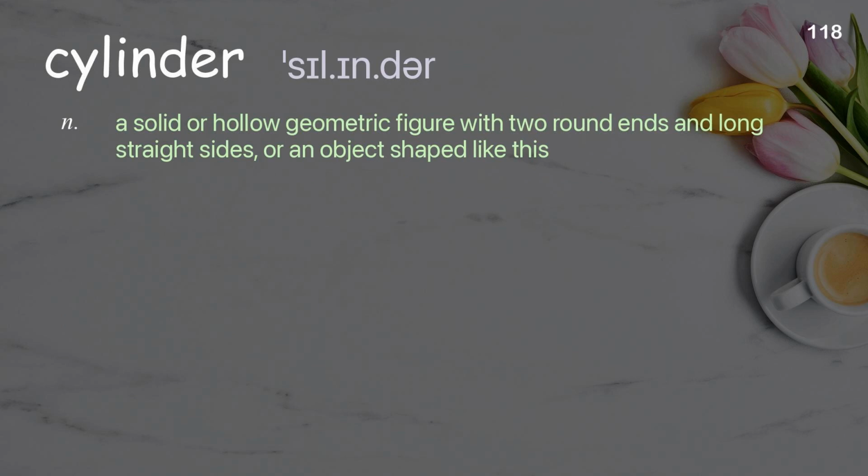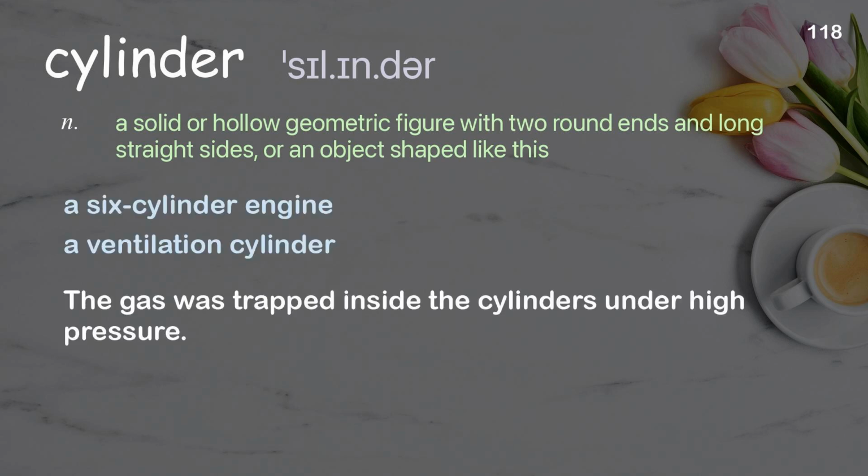Cylinder. A solid or hollow geometric figure with two round ends and long straight sides, or an object shaped like this. Examples: a 6-cylinder engine, a ventilation cylinder. The gas was trapped inside the cylinders under high pressure.